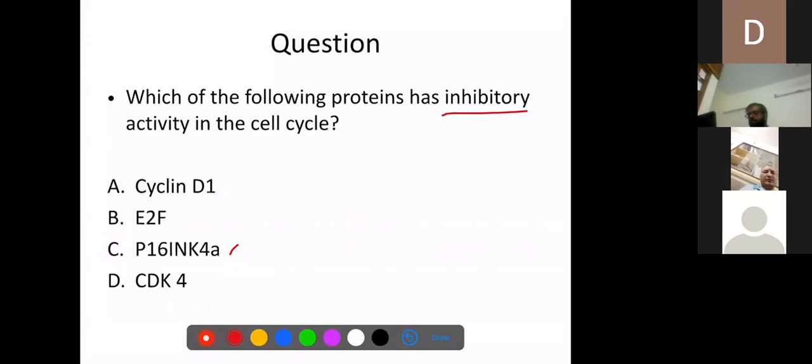I told you, you can rule out, even though you don't have knowledge about P16 INK4A, you can rule out cyclin, E2F and CDK4. They are all involved in the process of the cell cycle, so they are stimulatory. So the odd one out is P16 INK4A. How is it going to inhibit? This is nothing but a CDK inhibitor, a cyclin CDK inhibitor. I'll tell you how it works later. Okay.